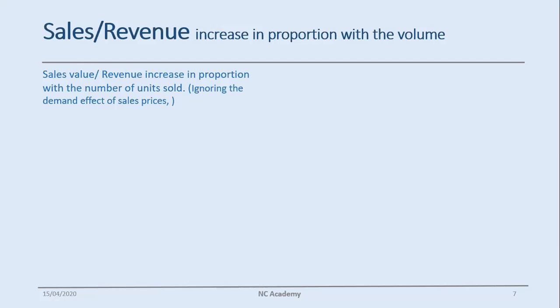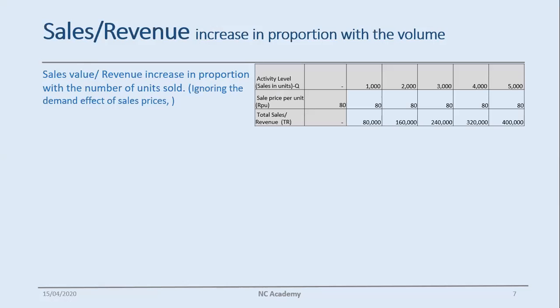Total sales revenue always increases in proportion with the number of units sold. The more you sell, the more the revenue, at a constant rate, which is your sales price. You can see that in this diagram. Your sales price per unit is constant at 80. When you increase your activity level to 1,000, 2,000, 3,000, 4,000, 5,000, and so on, your total sales revenue will also increase at the rate of 80 rupees per unit.